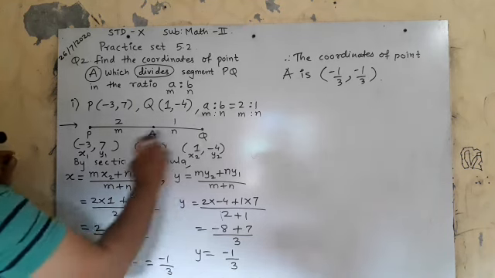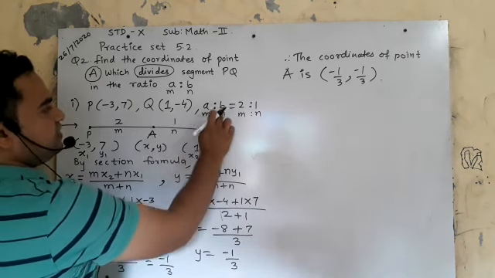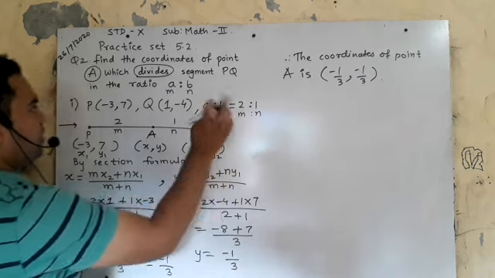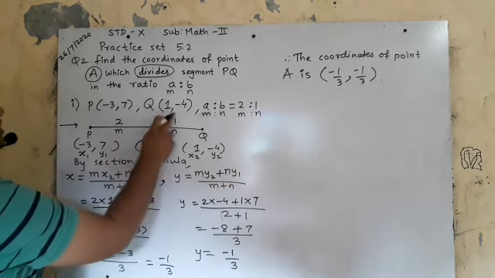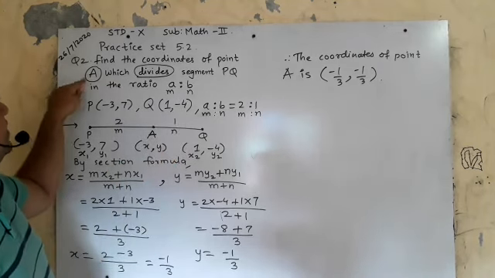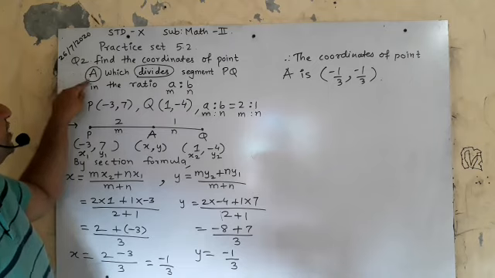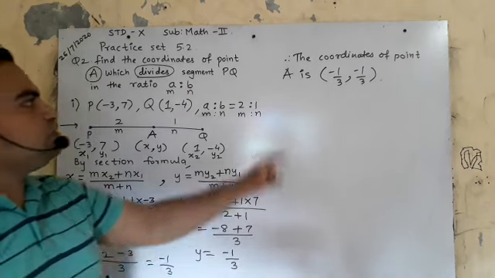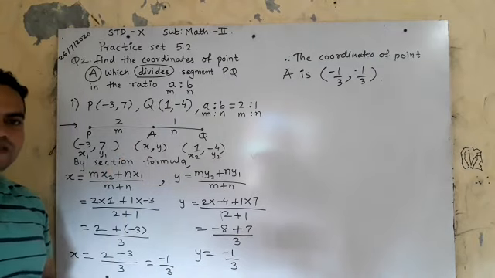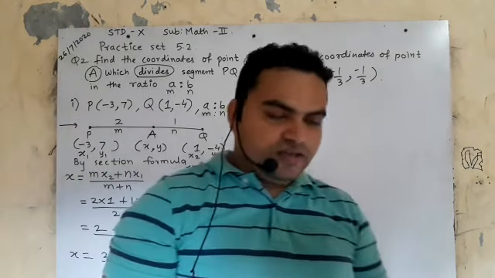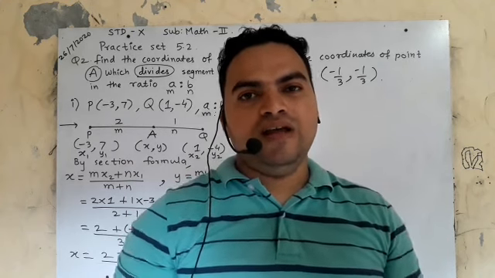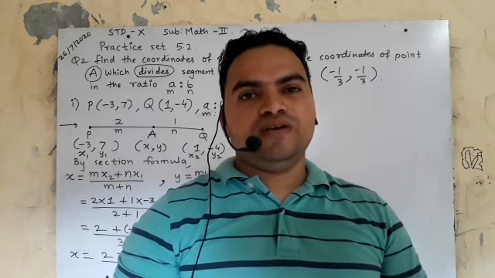Keep in mind, a is the value of m, b is the value of n. That means the first number will be m, the second number will be n. This will be x1, y1, x2, y2, and always you will write A in between, because here A is given. Find the coordinates of point A means every time, in every question, you will write point A only in between. I hope you understood this section formula. You have to learn it, remember the section formula, and you have to solve the sums given according to the steps.